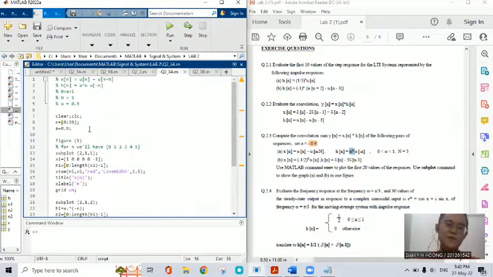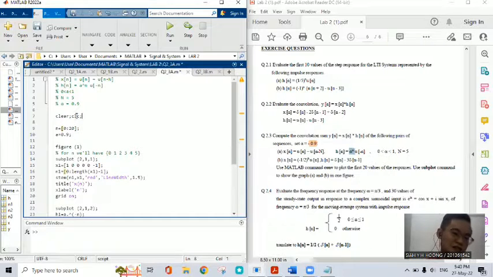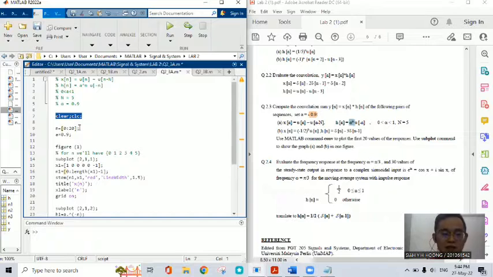So still the same, we have to clear our cache before we run our program. And therefore, we need an expression like this. And after that, we set up our time instant n equal to 0 to 20, and a is equal to 0.9. Why am I setting a equal to 0.9? Because the doctor has already changed the questions, which require us to set a equal to 0.9.